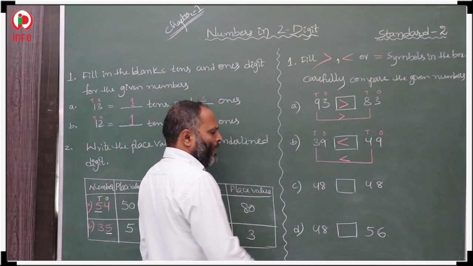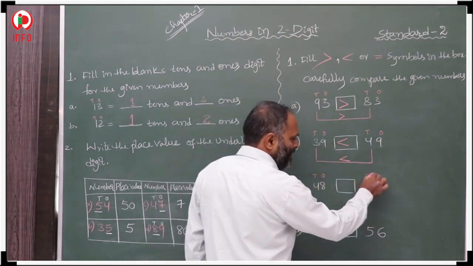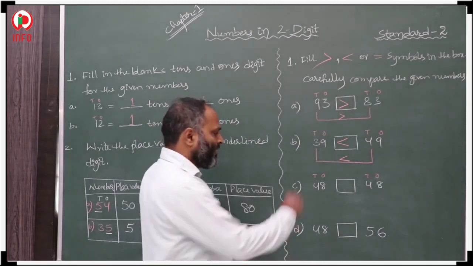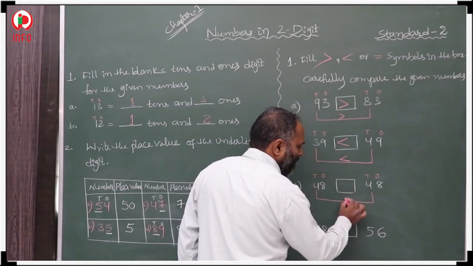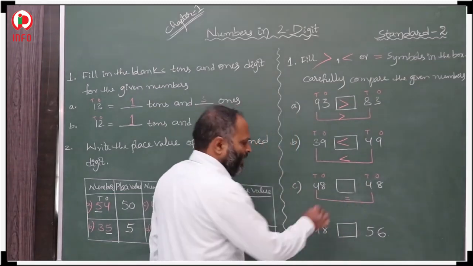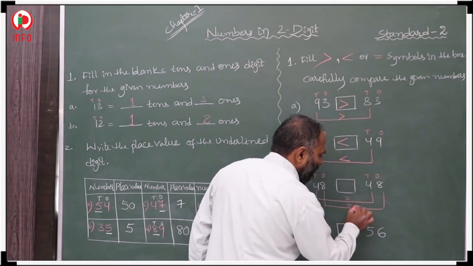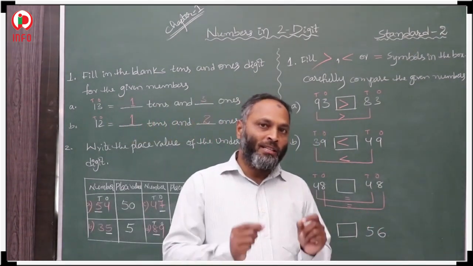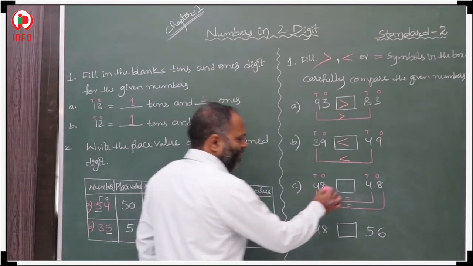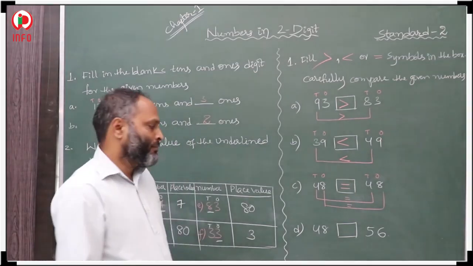In the next, this is ones place, this is tens place. In tens place 4 and 4 are there, so both are equal. In ones place 8 and 8 are there, they are also equal. Ones place value and tens place value are both equal, so the complete number is equal. We have to use the equal symbol.